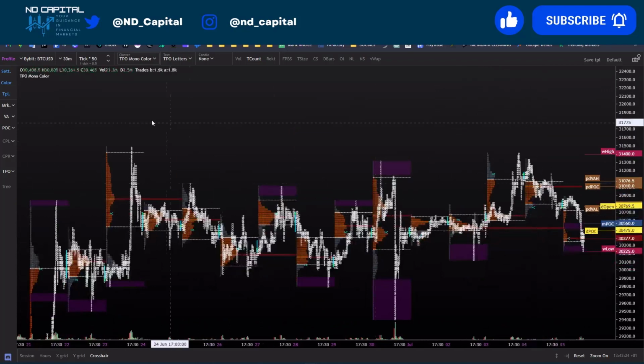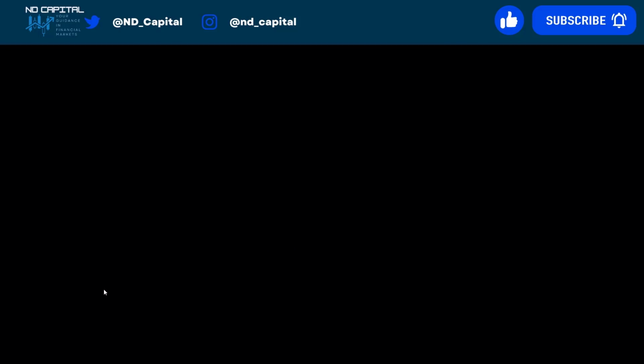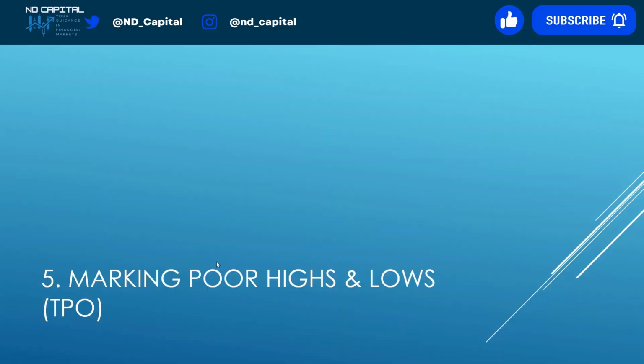And at the moment, what you can see, we have left a poor high and we left a poor high over here, so price is gonna be technically magnetized to take out these tops technically. So yeah, keep these things in mind, ladies and gentlemen. If you have any questions, just let me know in the comments and we're gonna be talking about it. So always mark out the poor highs and the poor lows.